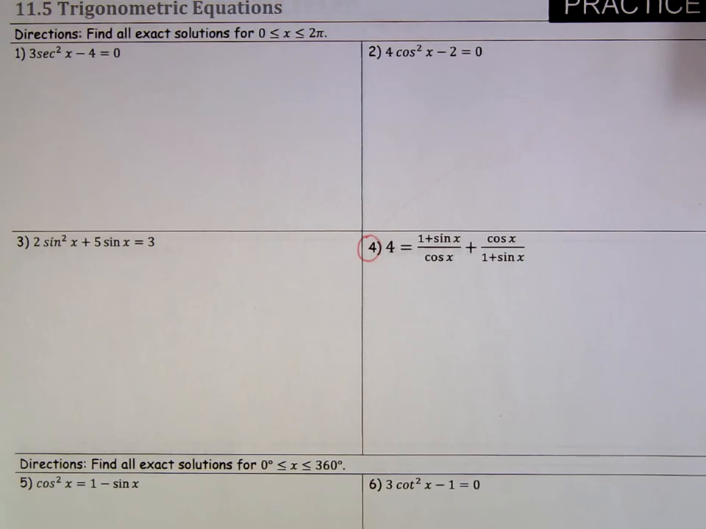11.5 is solving trig equations, and it is the last section in unit 11. So we're going to get ready for reviewing and having a test on this unit in the next little bit. So here are some example problems. I picked some of the ones I thought might be the more challenging ones of the crew.